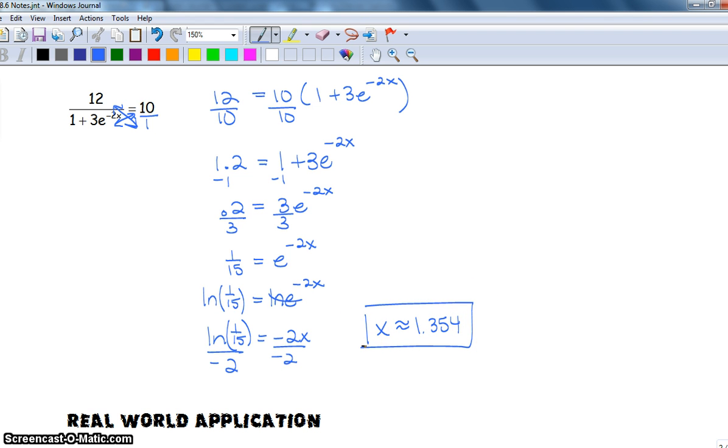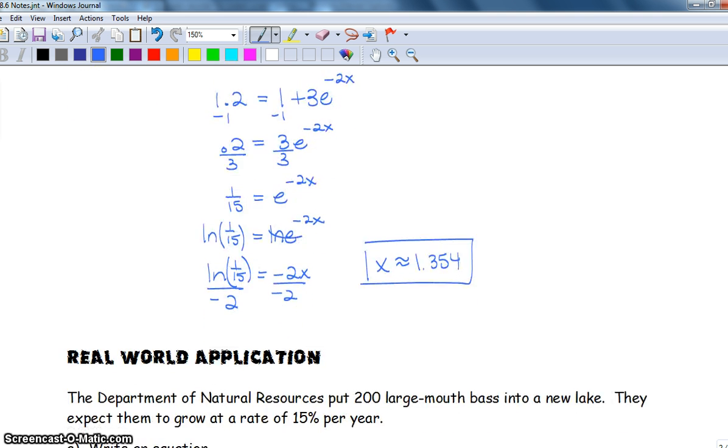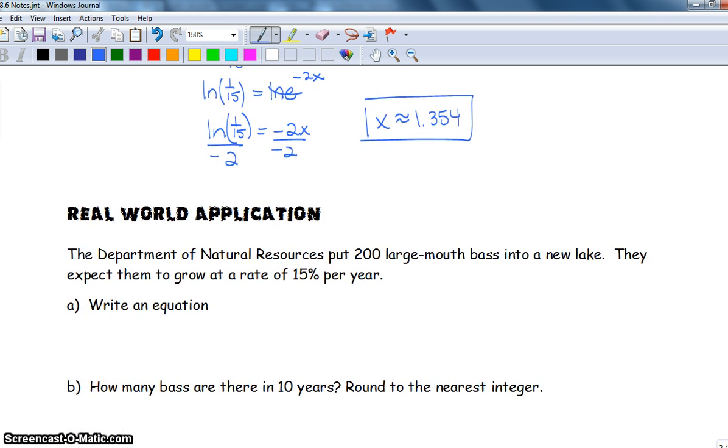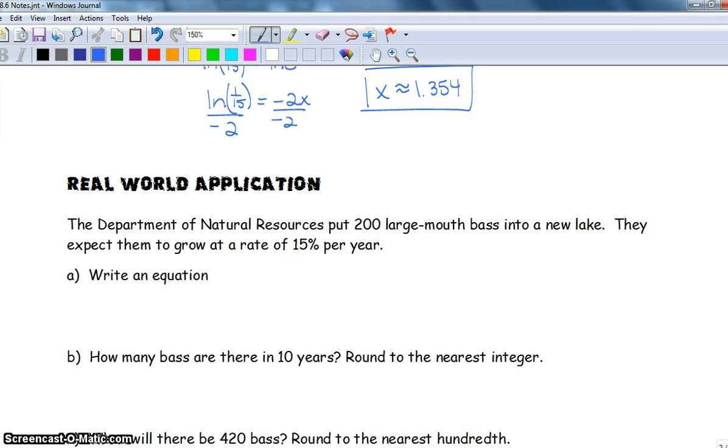Alright, we are almost done. We have one last problem, and that is our real-world application problems. Okay, so the Department of Natural Resources puts 200 largemouth bass into a new lake. They expect them to grow at a rate of 15% each year. So hopefully the very, very beginning of our chapter, which I know is a really long time ago, is coming to play, and since we're growing, we're going to use our exponential growth factor, or exponential growth equation.